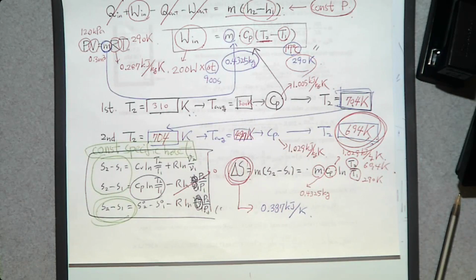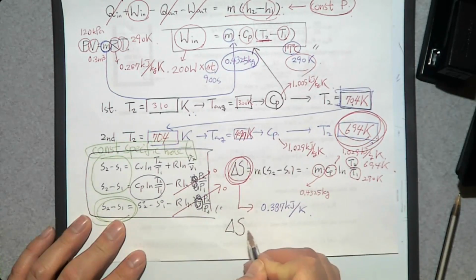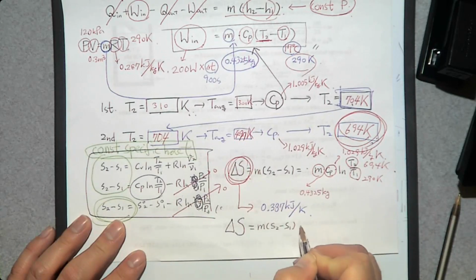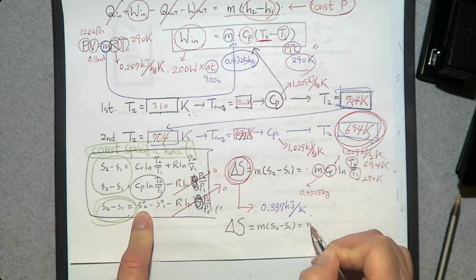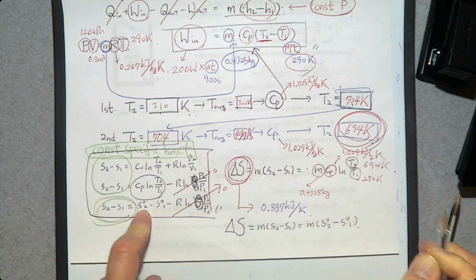By the way, we have a natural log P2 over P1 in the second term on the right-hand side. Since we have a constant pressure process, this one goes away. So the change of entropy can be determined by S degree 2 minus S degree 1. So the change of entropy of the system is going to be mass times S2 minus S1. This can be determined by mass times S degree 2 minus S degree 1.